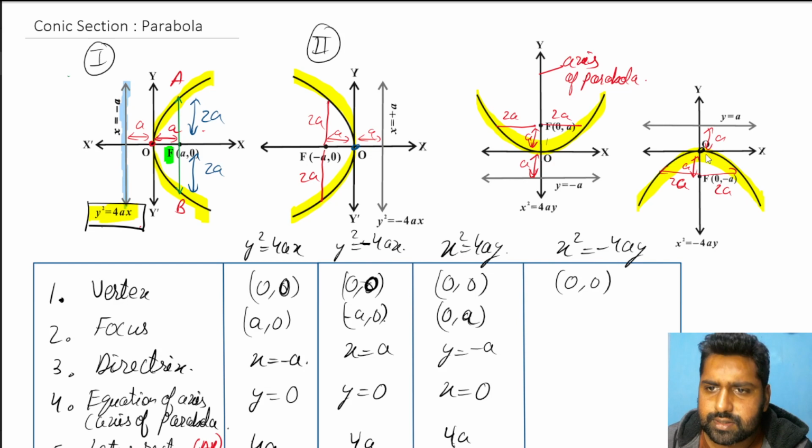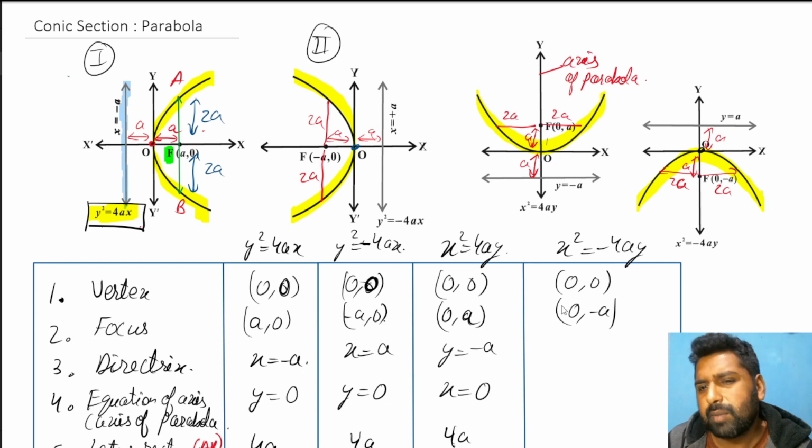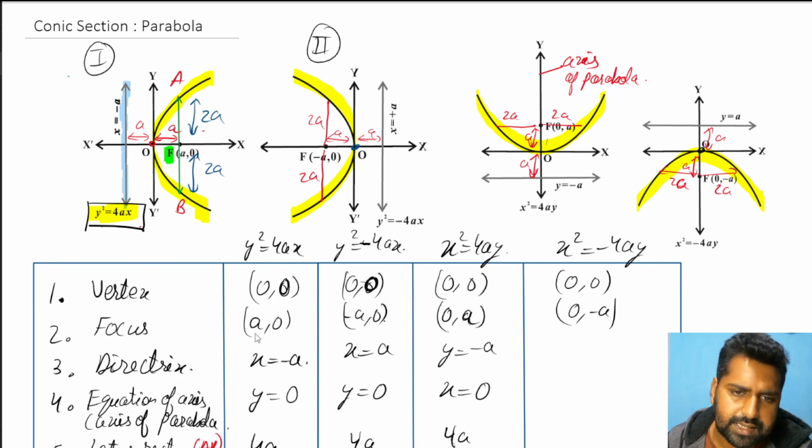And now the focus is below, so it will be on the y-axis, so (0, -a). Okay, so if you remember, the focus is at a distance a, and you know the shape, you can pretty much guess whether it will be (a, 0), (-a, 0), (0, a), or (0, -a).